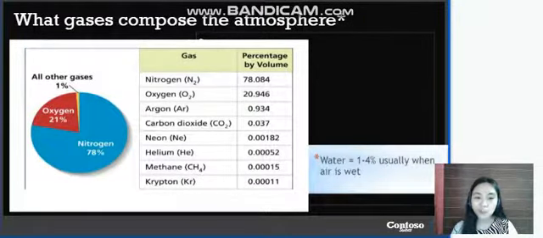But before we go through the layers, let's first discuss the components, or what gases comprise the atmosphere. We have here nitrogen, 78%. Siya yung pinaka malaking gas, pinaka mas maraming gas sa atmosphere natin. We also have oxygen, argon, carbon dioxide, neon, helium, methane, and krypton. Sometimes water is also present, usually when our air is wet.